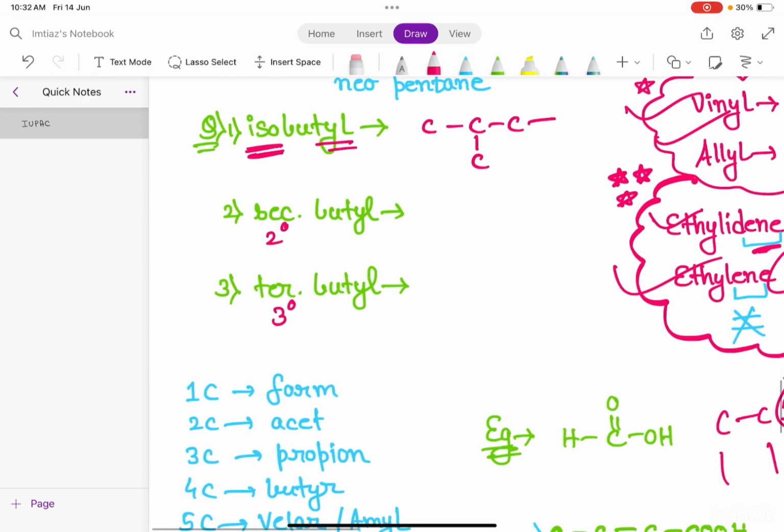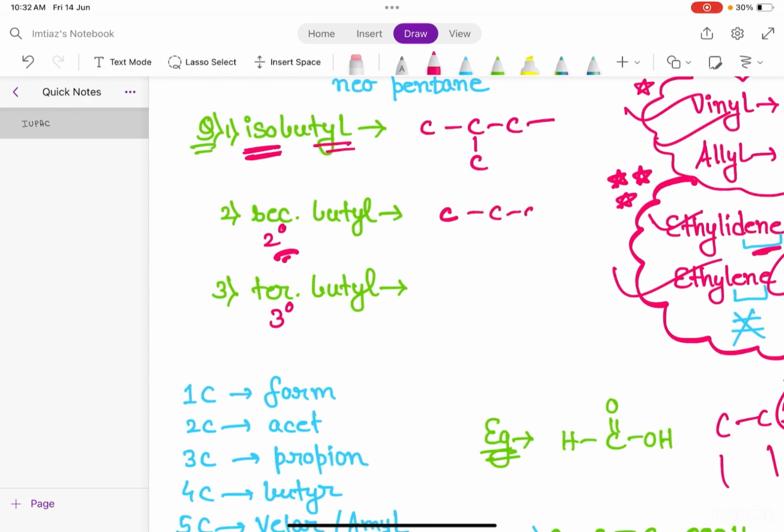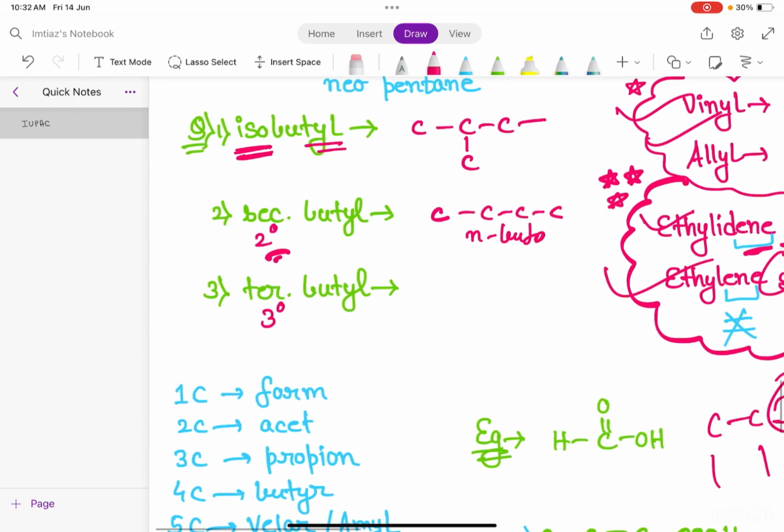What is secondary? I mentioned 2 degree. Now butyl means 4 carbons, 1 2 3 4. What is this? This is n-butyl. It's n-butane. Okay, I made the compound only to n-butane. N-butyl is this.